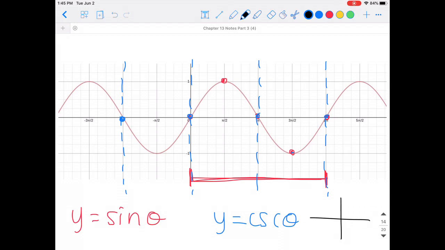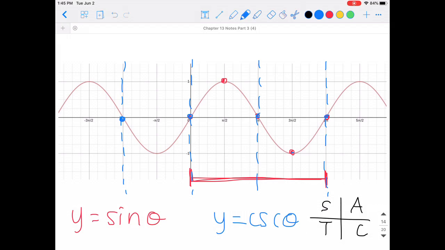So remember, for your unit circle, we can use this acronym, all students take calculus, to determine which functions are positive in which quadrant. So first quadrant, all trig functions are positive. Second quadrant, sine functions are positive. Third quadrant, tangent functions are positive. And fourth quadrant, cosine functions are positive.